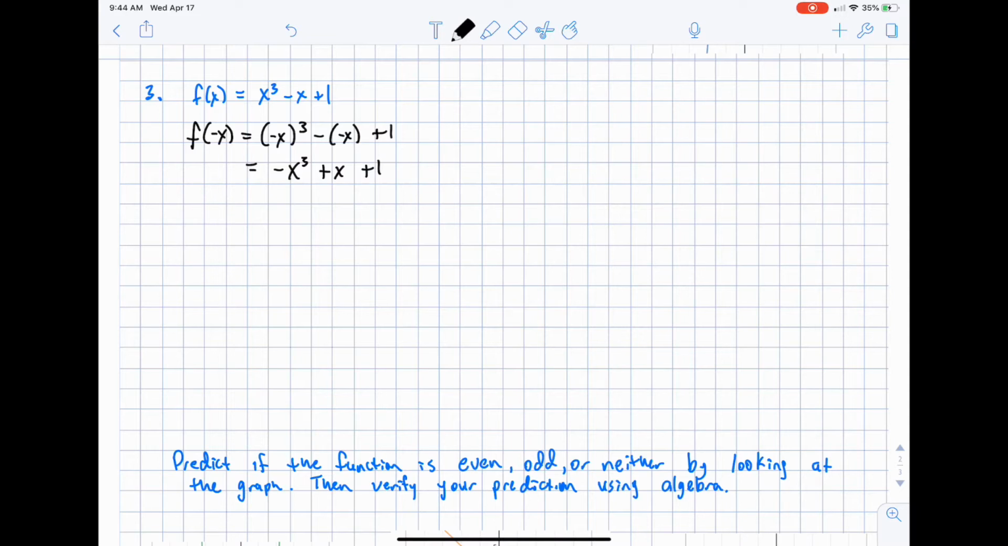Now, as I compare this to my original function, I notice that the first term is opposite, the second term is opposite, but the plus 1 is the same in both of those. So f of negative x is not f of x, and f of negative x is not the opposite of f of x. So in this case, our function ends up being neither.